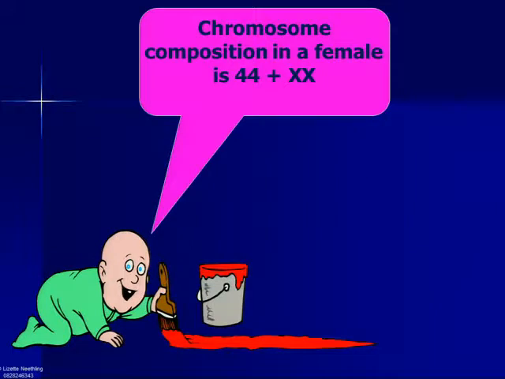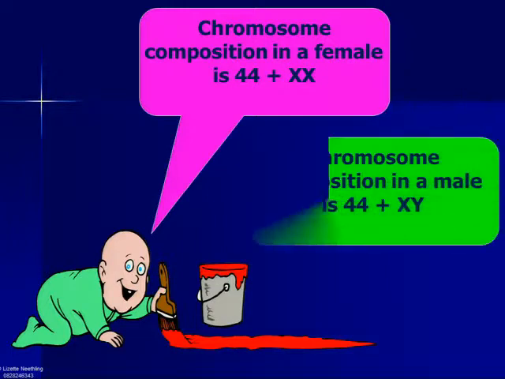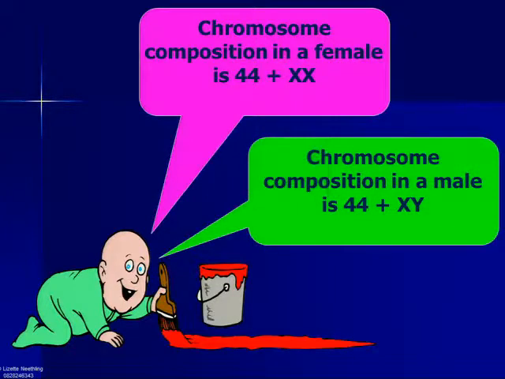So a female basically has 44 chromosomes plus a double X, which gives you 46. And a male will have 44 plus XY. And X is a chromosome and Y is a chromosome, so we get to 46 chromosomes.